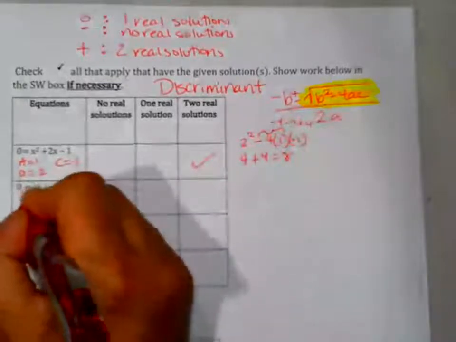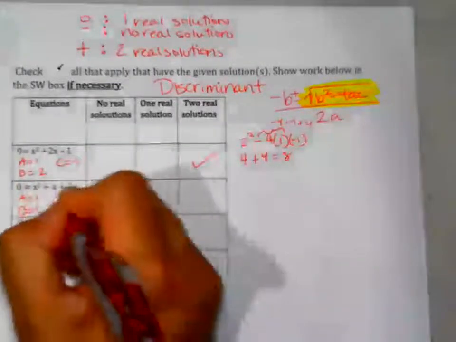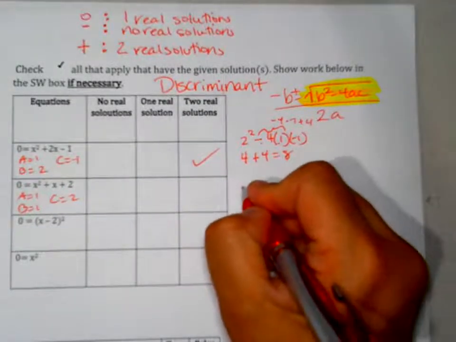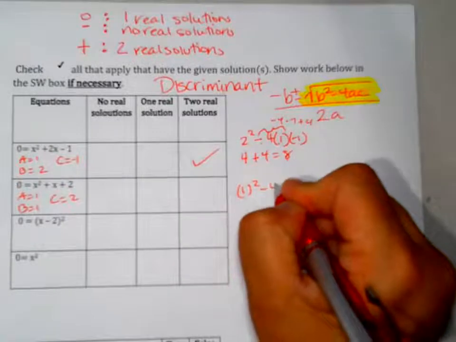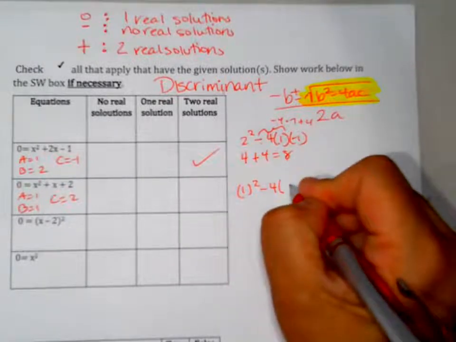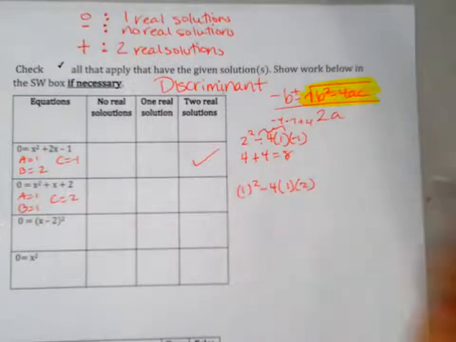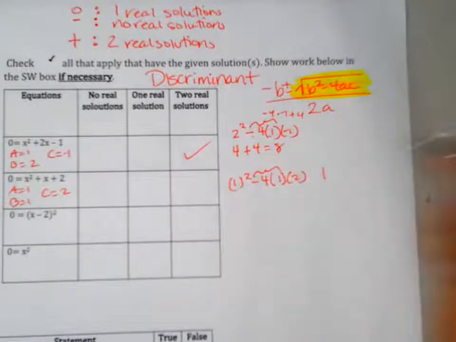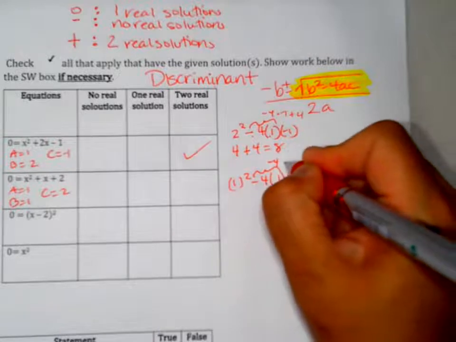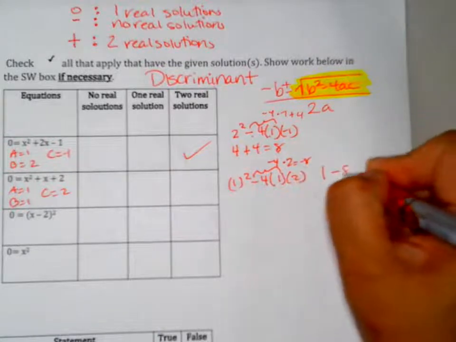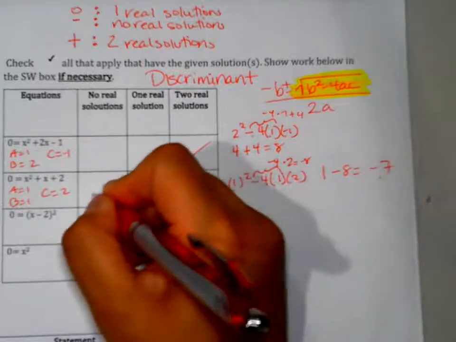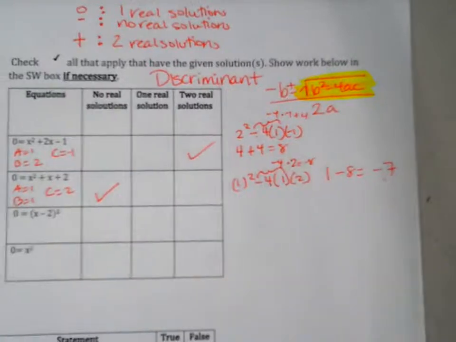Okay, this one, my A is equal to 1, my B is equal to 1, my C is equal to 2. All right, so I've got 1 squared minus 4 times 1 times 2. That gets me 1. I've got -4 times 1 is -4, times 2 is equal to -8. 1 minus 8 equals -7. My discriminant's negative. No real solutions.